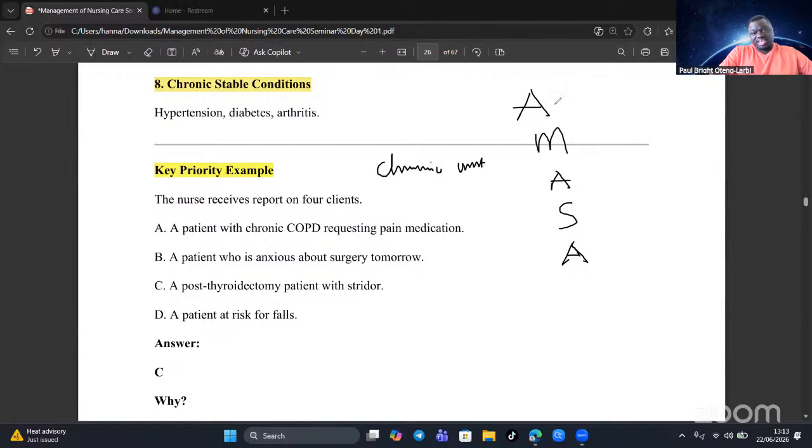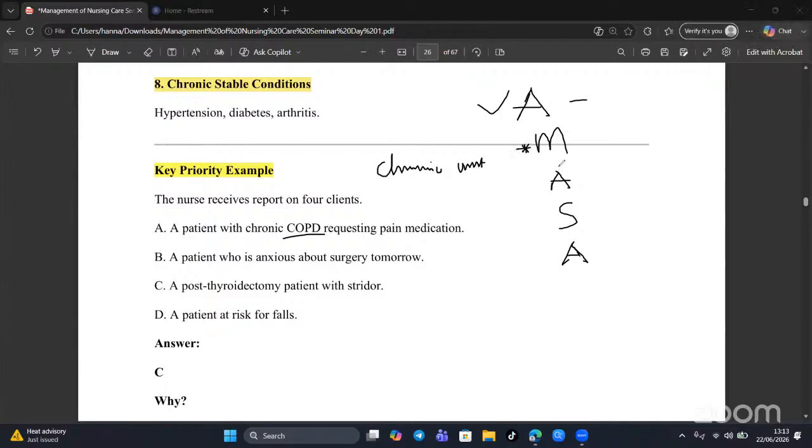Is this patient having an ABCD problem? Yes, COPD. Okay, it's happening. Is this patient having a Maslow's need? Yes or no? No. Okay. Is this patient having an acute or chronic condition? Chronic. Chronic condition. Okay.